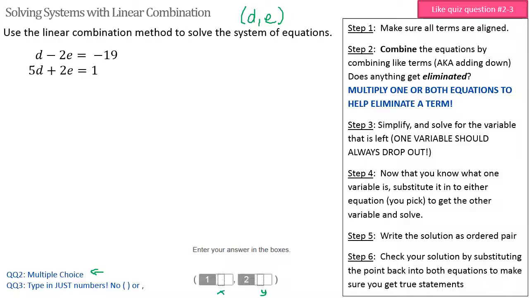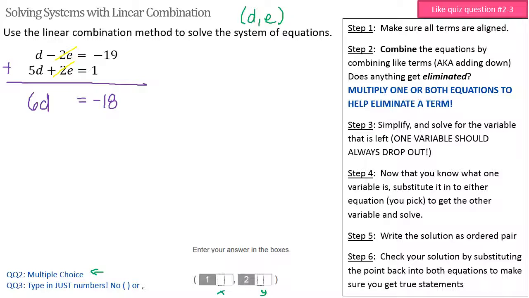Now what we want to do is just combine the equations by adding down and see if anything eliminates. This one's nice because when we add them straight down, we're going to see something nice happen. Unlike quiz question number 1 where we had to change it a little bit. So d plus 5d is 6d. Negative 2e plus 2e, those cancel out. That gives us 0. So we eliminated. We didn't have to manipulate the equation at all. Is equal to negative 19 plus 1 is negative 18.